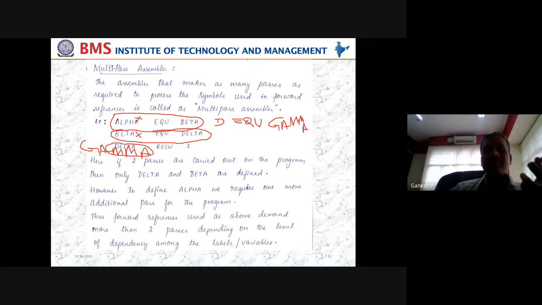So a two-pass assembler cannot process this when you have nesting. This is an example of nested values or labels. Alpha depends on beta, beta depends on delta, delta depends on gamma, gamma depends on something else. When you have a nested kind of dependency on multiple labels or symbols, more than two layers, we probably need to end up with a multi-pass assembler. So let me know how many passes are required for this particular example. How many passes should the assembler have?